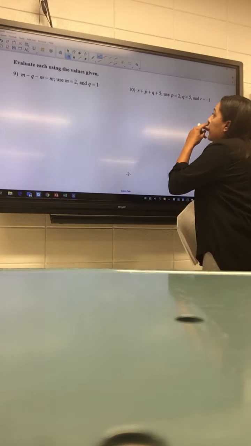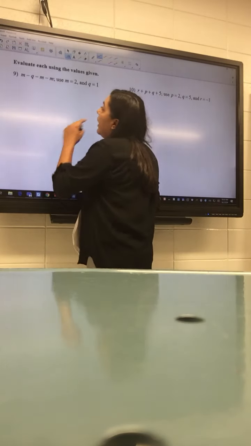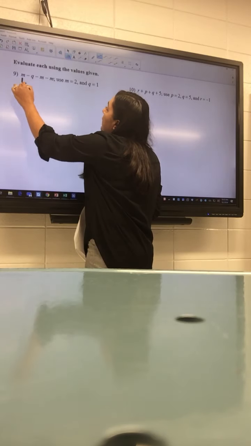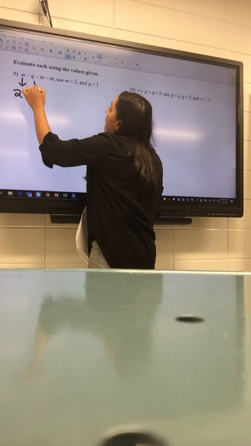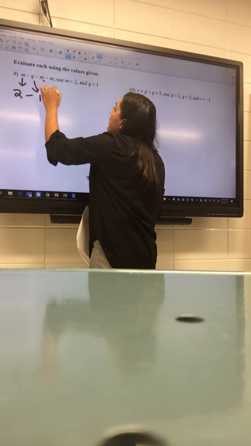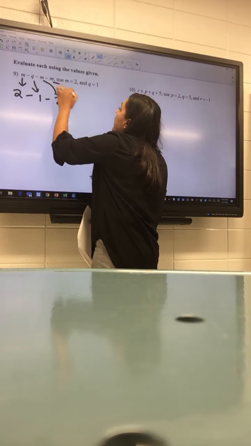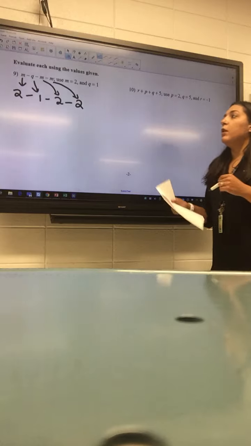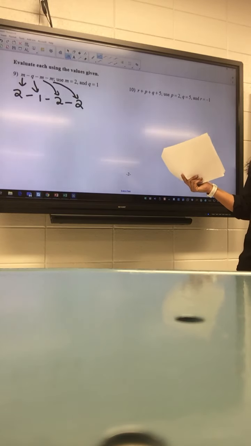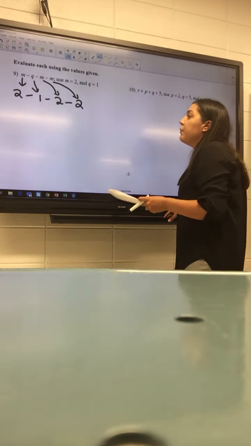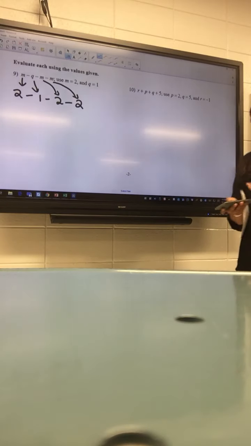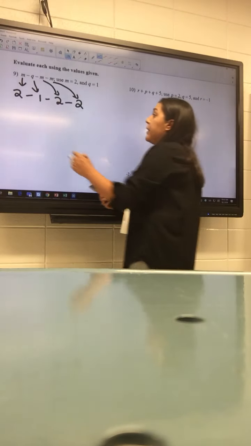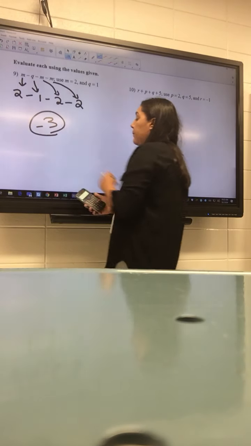Let's do 9. So I have m minus q minus m minus m, okay? So my first m is 2 minus, I have a q here, which is 1, minus an m is 2, minus another m is 2. Okay? So addition and subtraction, we can go ahead and just do it all at the same time. So I got negative 2 minus 1 minus 2 minus 2. It's going to give you negative 3 for your answer.